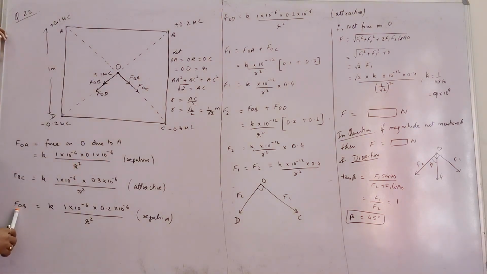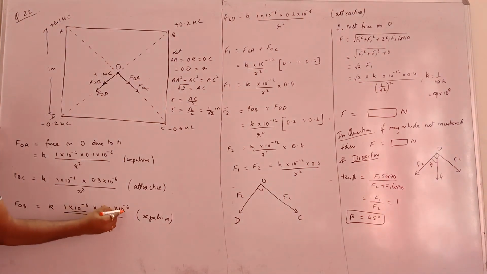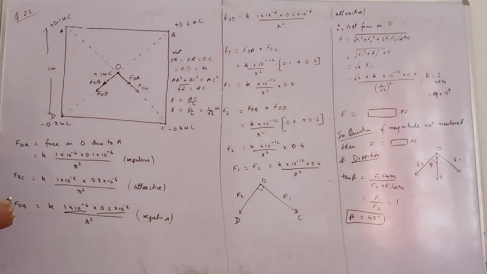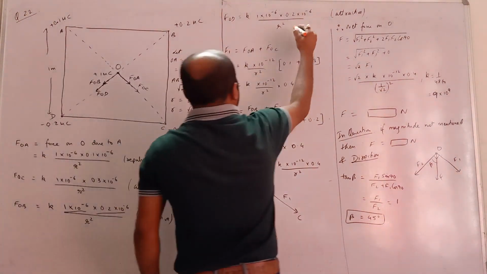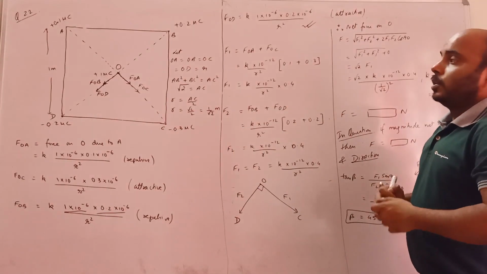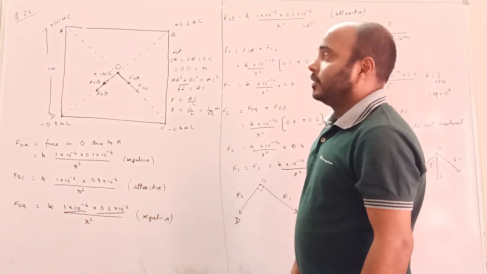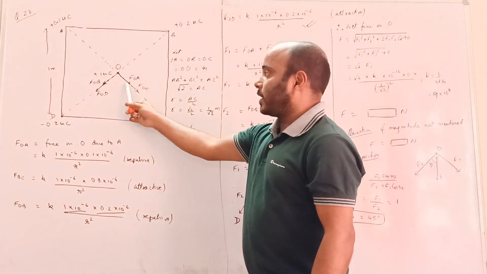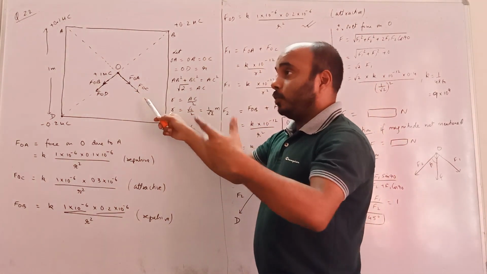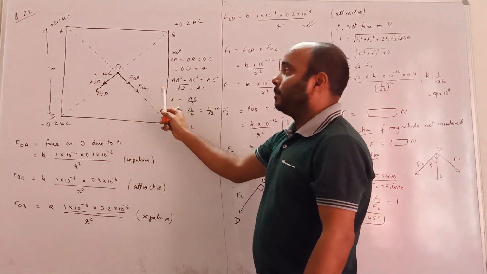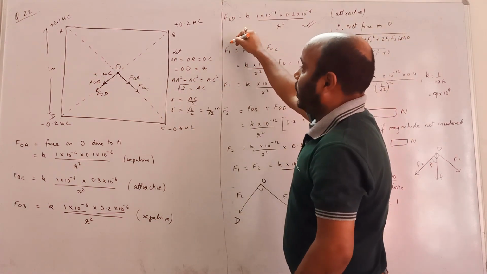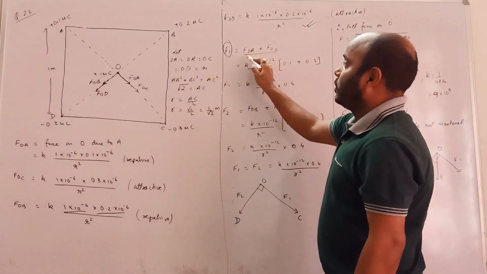Okay. Similarly, find FOB, force on O due to B. K, charge on O, charge on B, divided by the distance between O and B. Again the nature. In this way we got all the 4 forces. Now we need to find the net. So there are 4 forces. How to find the net? We can see that these 2 forces are acting in the same direction. In theory I have told you, since they are acting in the same direction, we can add them. So I am taking that force as F1, FOA plus FOC, because they are in the same direction, we are adding them.